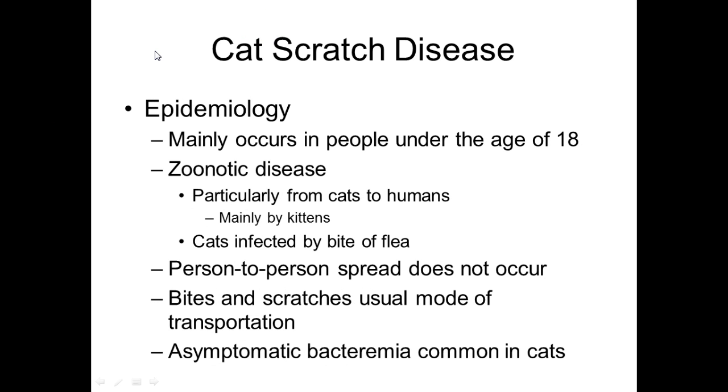Mainly occurs in people under the age of 18. The reason being that it's a zoonotic disease, which means it's mainly a disease of animals, right? And only accidentally transmitted to humans. So how does it go from cat to cat? Fleas. And dogs can get this infection too, although we mainly see it in cats, and it's most commonly transmitted from cats to humans.